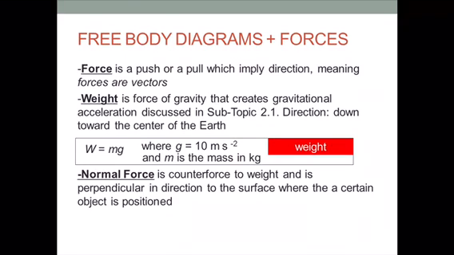Weight is a force of gravity that creates acceleration due to gravity that we discussed in the previous video. The direction of weight is always downwards towards the center of Earth, just like gravitational acceleration. The formula for weight is mass times gravity, or mg, where g is usually 10 meters per second squared, or 9.8, and m stands for mass of an object in kilograms.